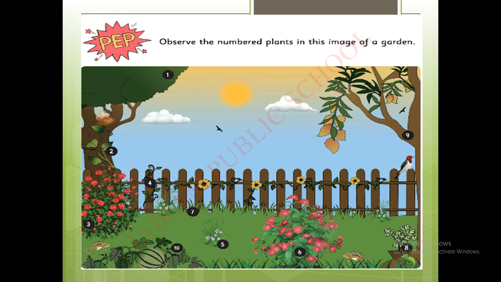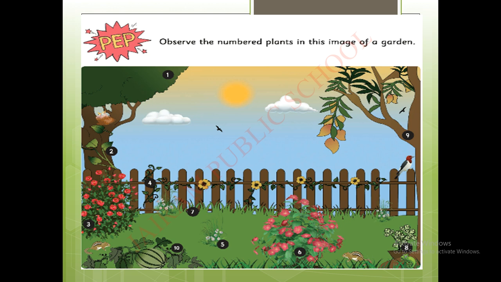Look, some plants are tall, some are small, some have a thick and hard woody stem, some have flowers and fruits with different colors. Some plants are standing straight, but some are growing on support. Some plants grow very low on the ground. Some plants are grown in pots. So, have you observed this? Yes. The question given in the PEP activity is to observe the numbered plants in the image of the garden.